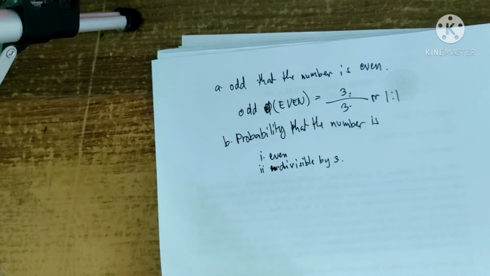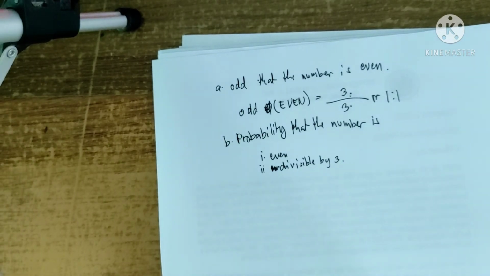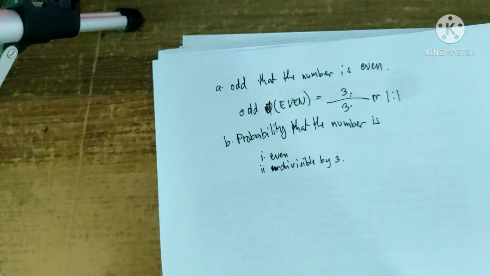So, what is the difference between odds and probability? So, si odds, yung formula niya is different from kay probability. So, kay probability, number of possible outcomes over the total number of outcomes. Which is kay odds naman is number of favorable outcomes over number of unfavorable outcomes.